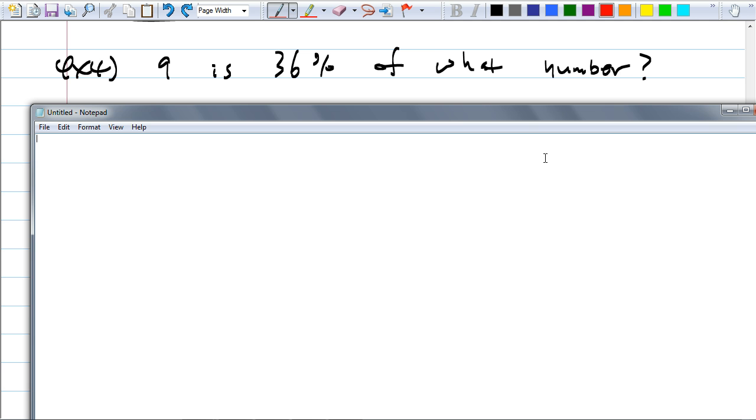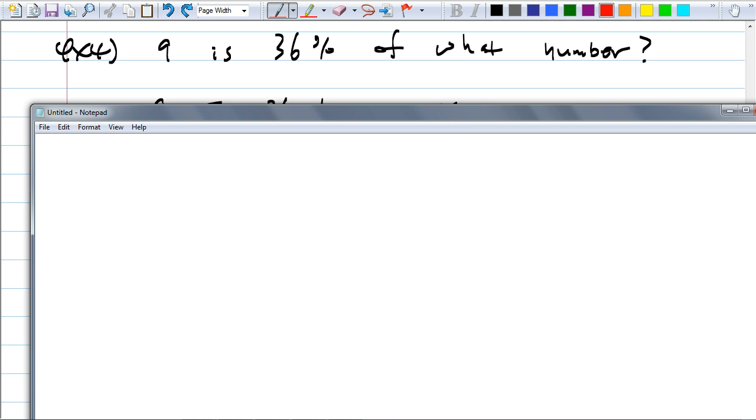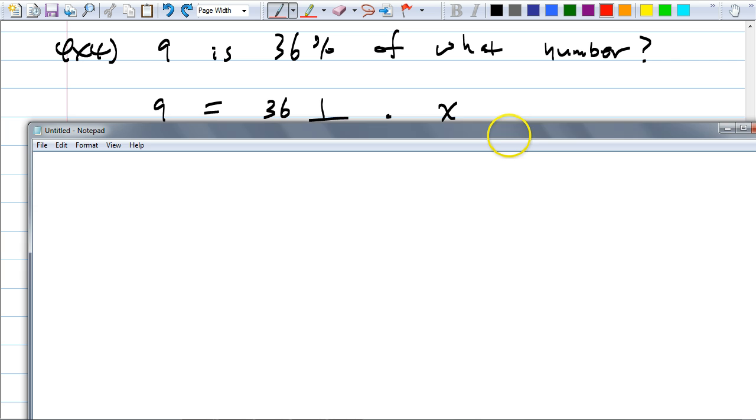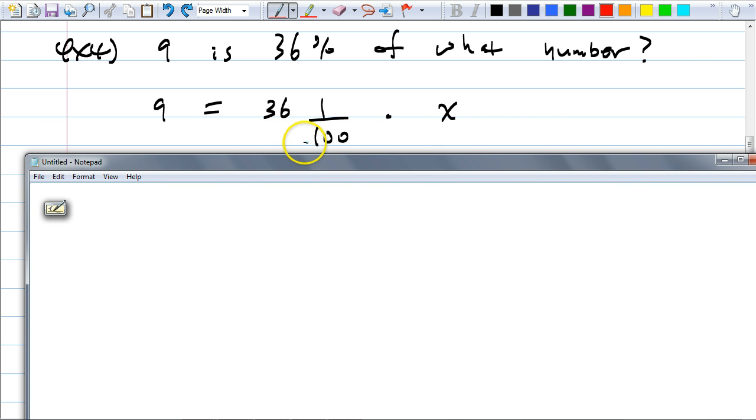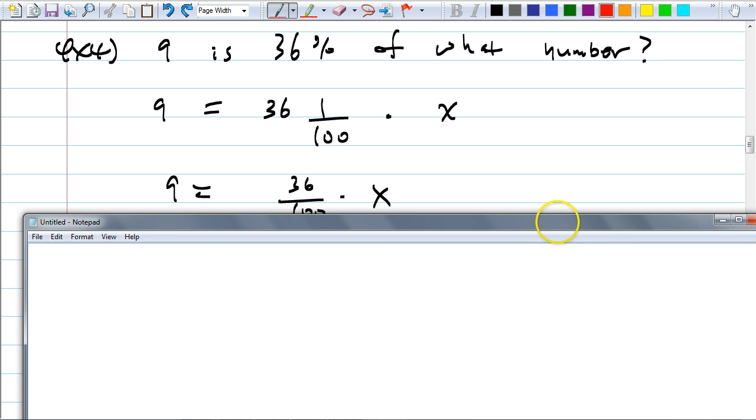Go ahead, everybody try. How many people were able to translate this as 9 equals 36 times, percent means 1 over 100, times x? How many people were able to do that? Very good. How many people have the answer to this? All right. So, Angie, what were you able to get with this? x equals 25. How many people got 25 as the answer? Okay. Let's see. She's right.